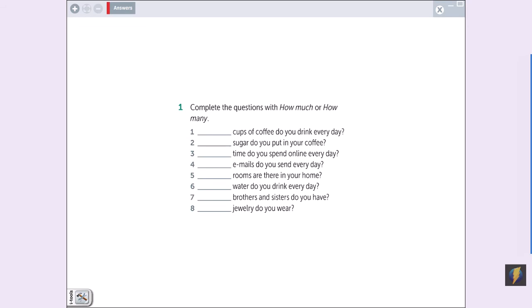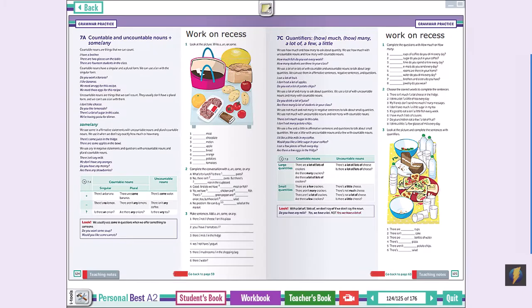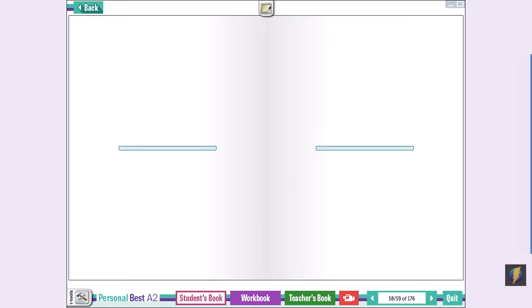Here you can complete the sentences. Esto lo van a hacer ustedes solitos. Con how much or how many. For example, cups of coffee. How many cups of coffee? Aquí ya el café no es contable, pero las tazas sí, ¿ok? Pero para esto vamos a necesitar antes ver otro vocabulary.